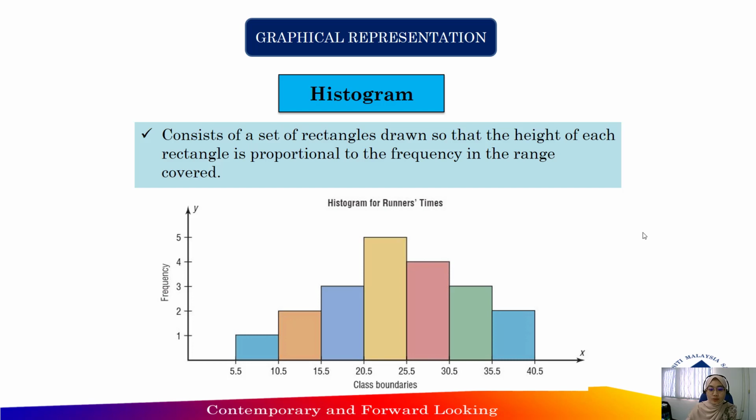Okay, next we will learn how to construct histogram, frequency polygon, and ogive. Okay, so the first graphical representation is histogram. A histogram consists of a set of rectangles drawn so that the height of each rectangle is proportional to the frequency in the range covered.